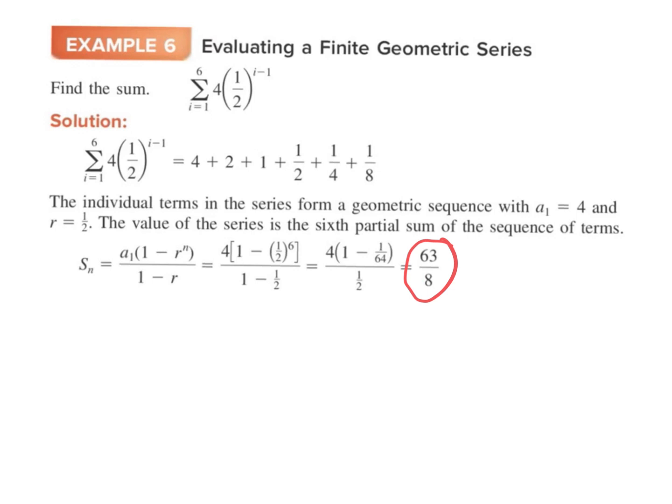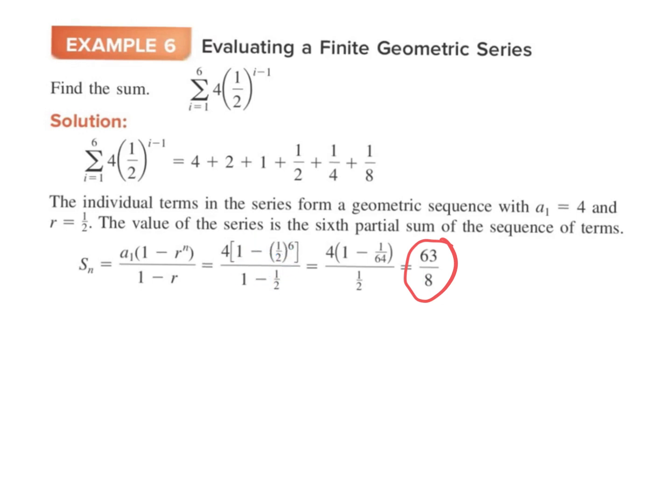That's fine. But you should have got 63/8. These fractions can get kind of ugly, especially when your common ratio is a fraction. So you just have to be really careful when you enter everything in the formula. Make sure you enter it in properly.